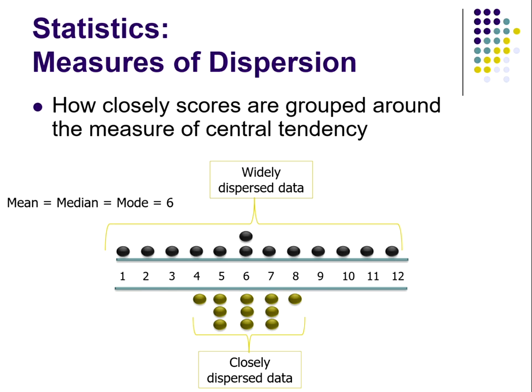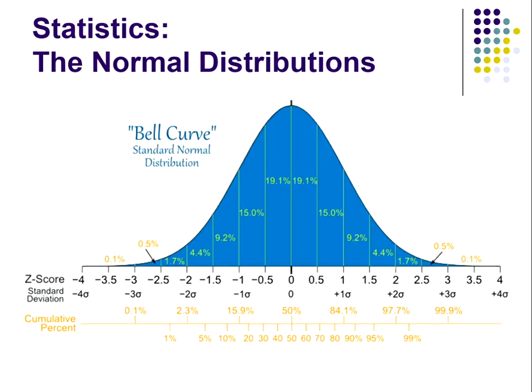The more tightly clustered the data is, the more secure we can be that our inferences about what this means for the population are likely to be correct. When you have widely dispersed data, it means, oh gosh, this could be just a really weird sample that I pulled. So closely dispersed data is the goal. That's what we would like to see.